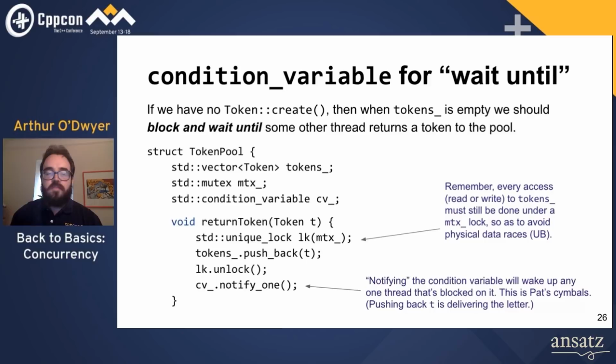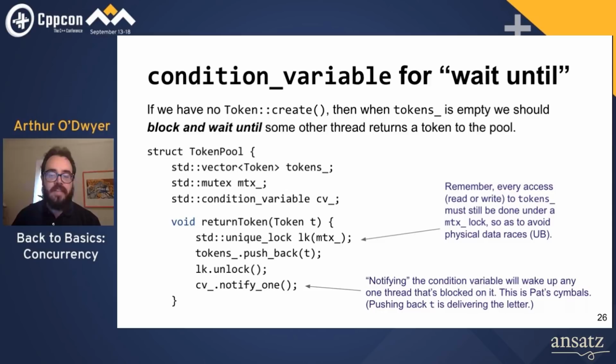And this brings us to our next synchronization primitive, which is called another name that doesn't really mean anything, condition variable. So let's say that in our token pool class that we're building, we just populate our vector of tokens at the beginning, a certain number of tokens, and we hand them out. And if someone asks us for a token and we have none, then we're going to have to block and wait until someone else returns a token, and then we can hand that one out.